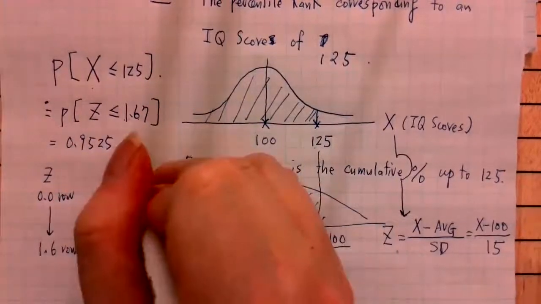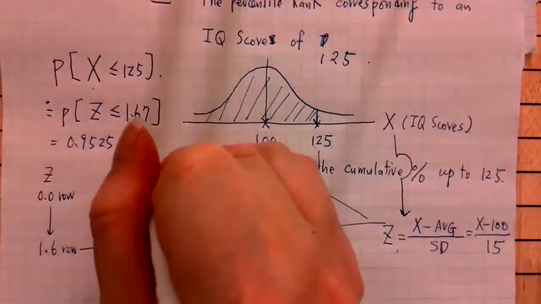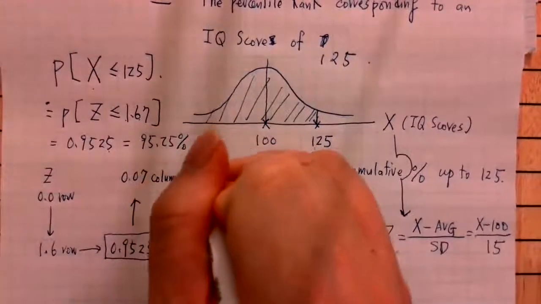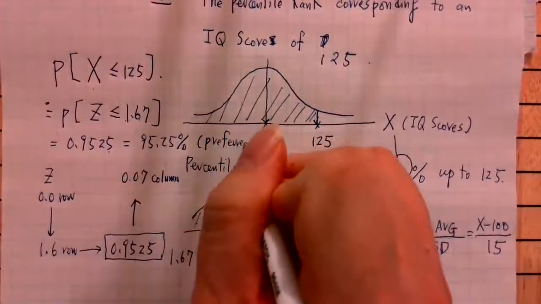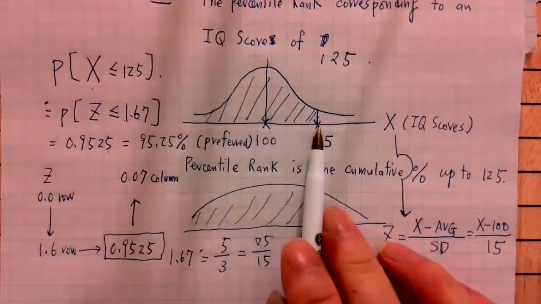But in the test, you can write 0.9525 or you write 95.25%. But this one is preferred because this is the cumulative percentage up to this point.